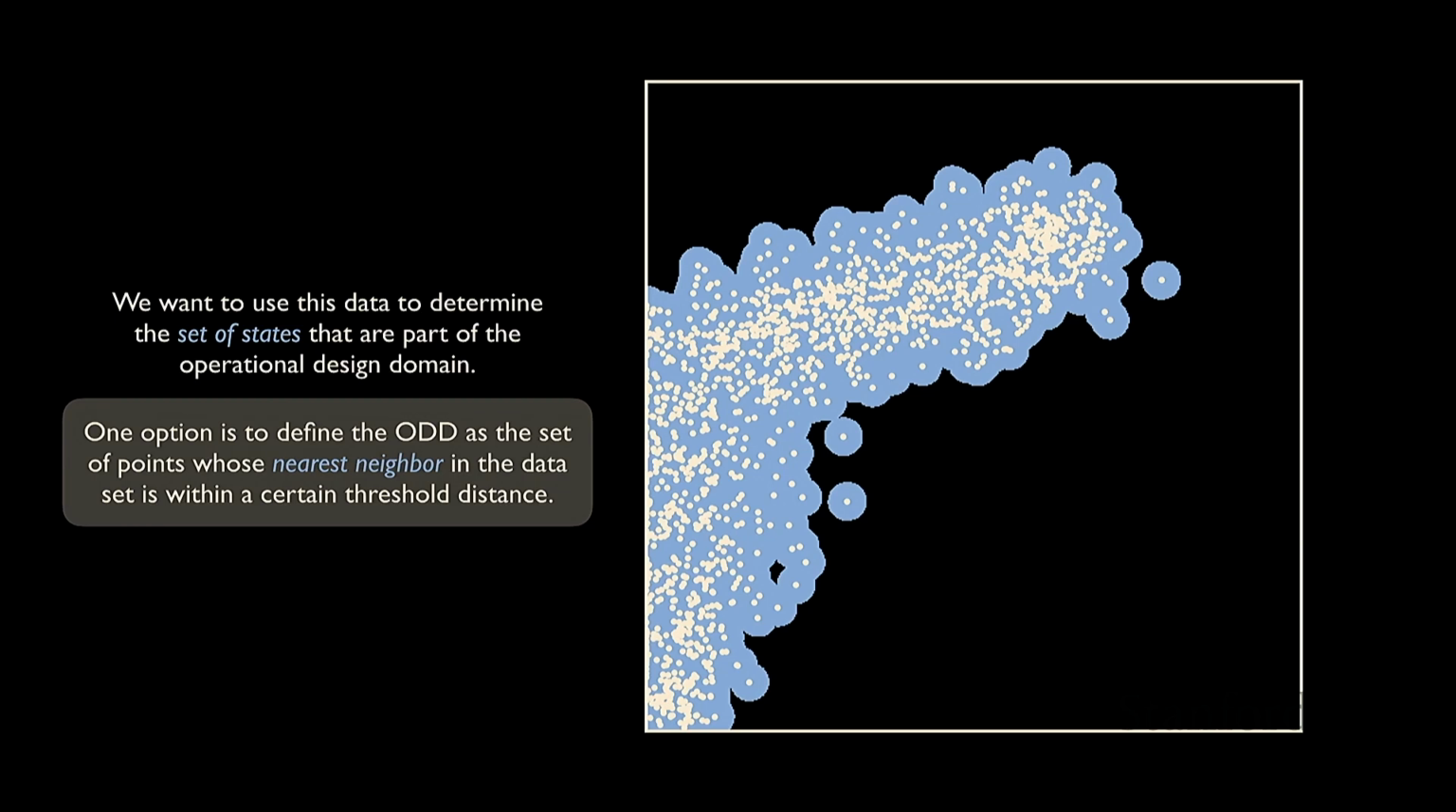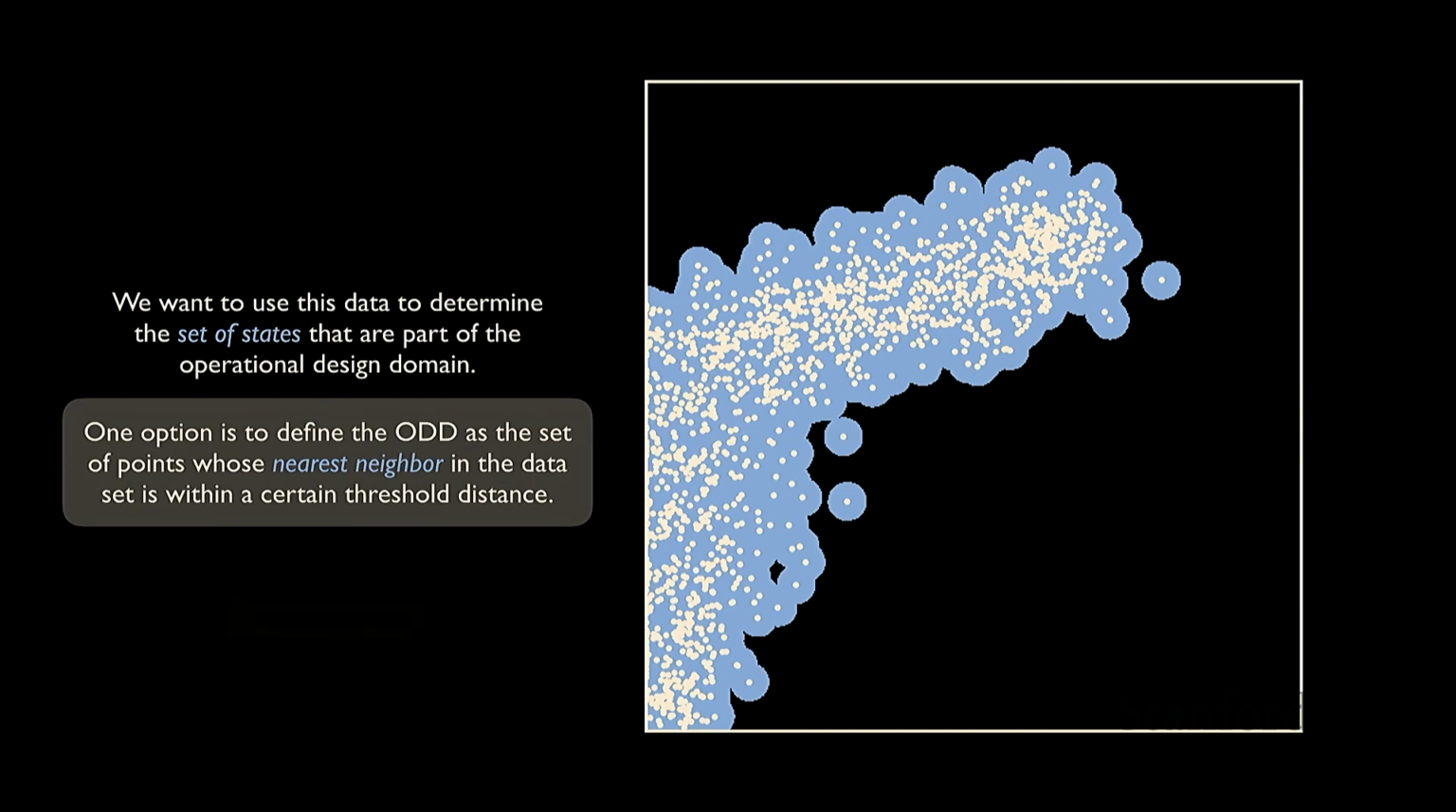So basically we look at any point in here, we look at its nearest neighbor in the data set. If it's above the threshold, we say it's outside the operational design domain. And if it's within the threshold, then it's within the ODD. And then you can see that the blue shaded region here, given some threshold, would be the operational design domain that we define. So then if we're operating and we find ourselves in a state out here, we can flag it and say that we're not in an area that we've explored before.